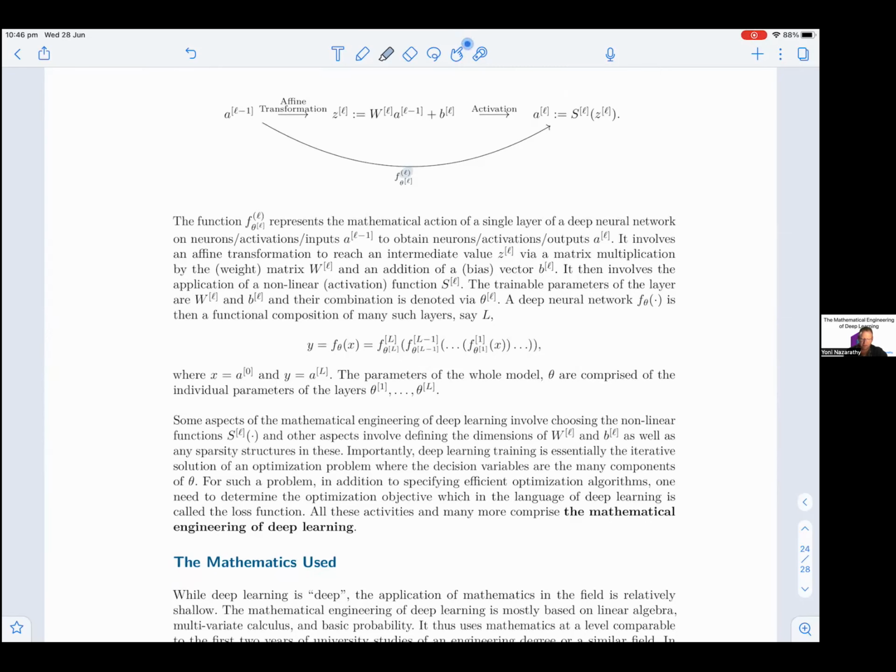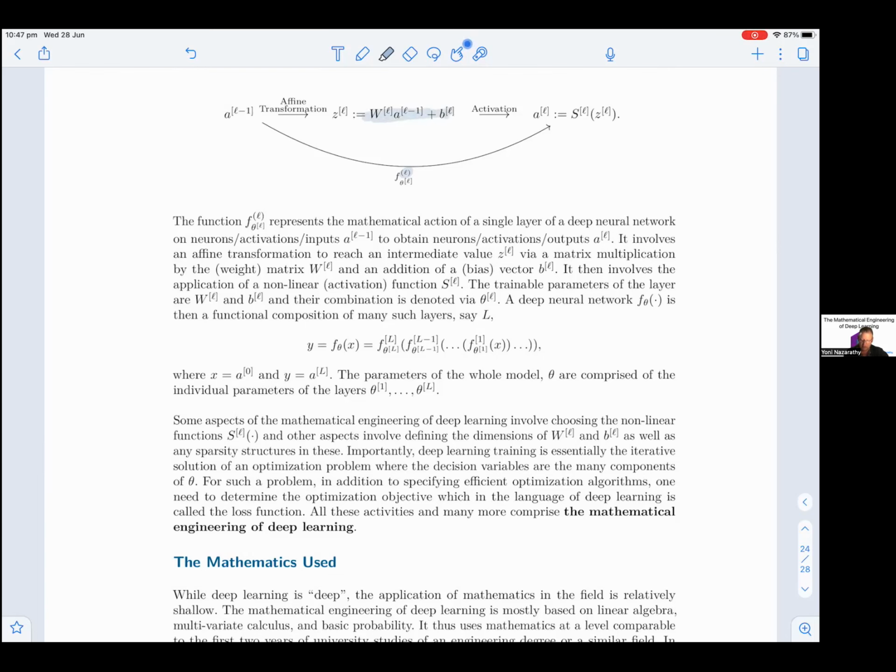The function F superscript L subscript theta, where theta itself has a superscript L, represents the mathematical action of a single layer of a deep neural network on neurons, activations, inputs, A L minus 1, to obtain neuron activations or outputs A L. So it transforms A superscript L minus 1 to A superscript L. It involves an affine transformation to reach an intermediate value, which we denote by Z superscript L, via a matrix multiplication by the weight matrix, W superscript L, and an addition of a bias vector, B superscript L.